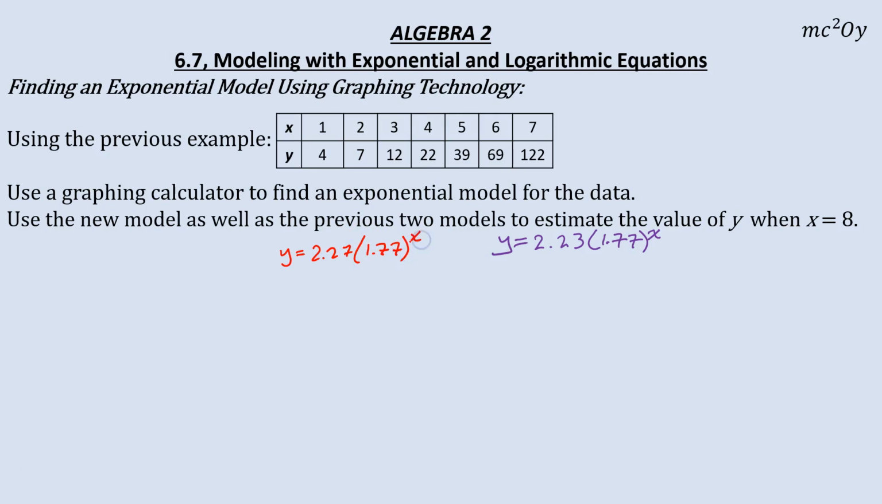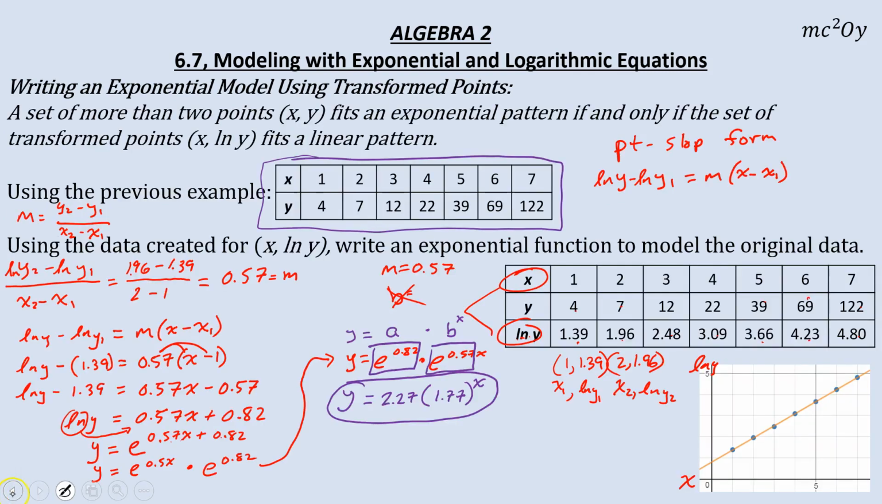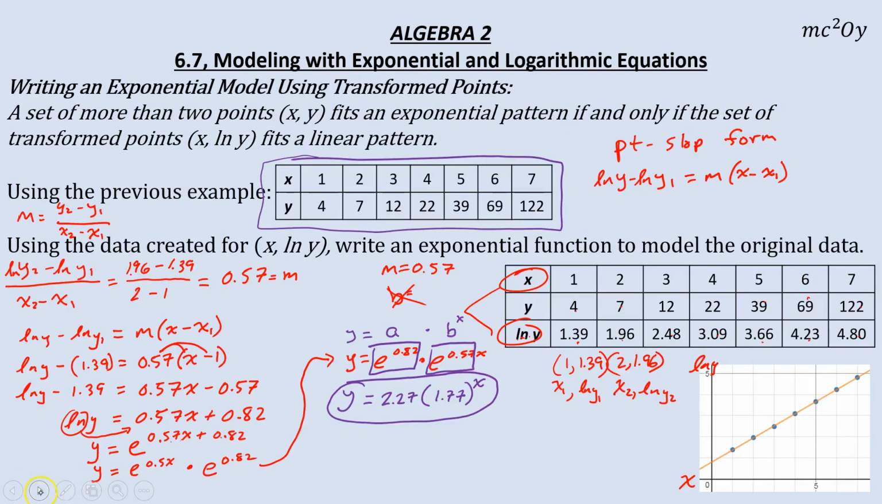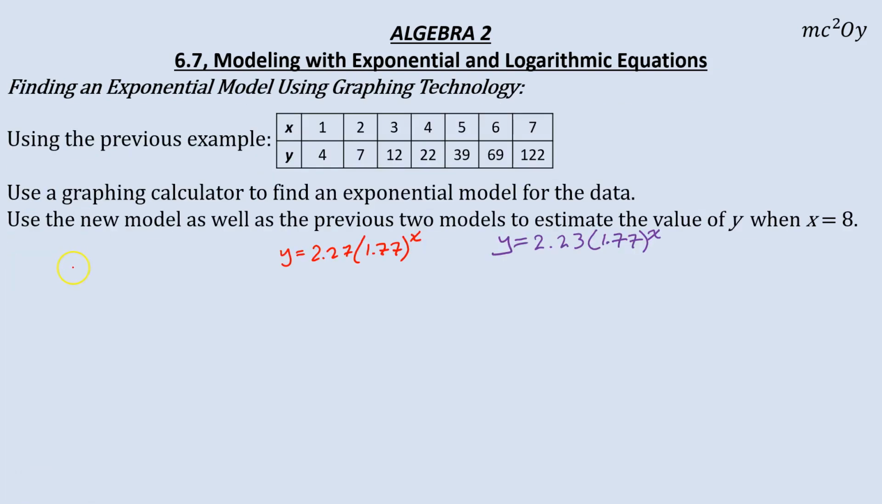To the power of x, and our first one was y equals 2.29 times 1.75 to the power of x. Switch colors there. Estimate the value of y when x is 8. So really that's just straight substitution now. Okay, so y equals 2.29 times 1.75, and rather than x we have the 8th power.